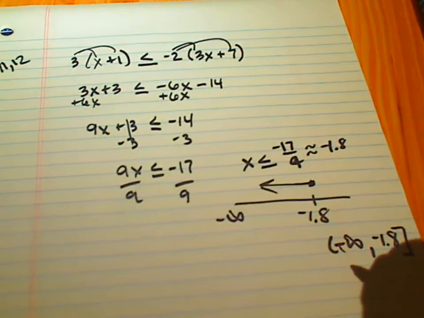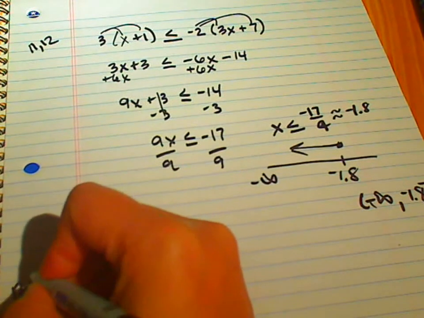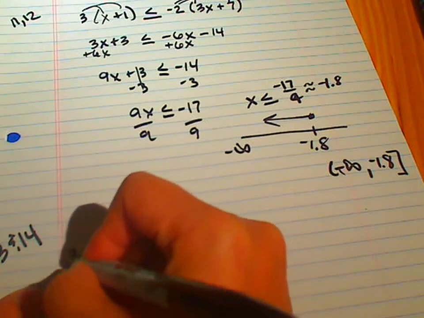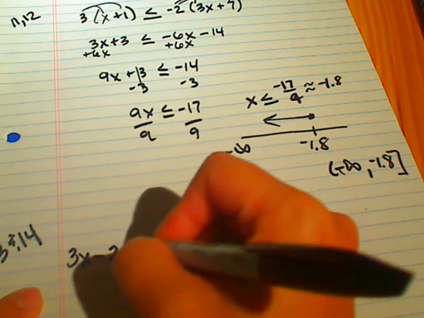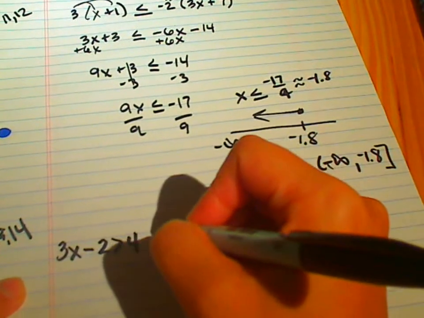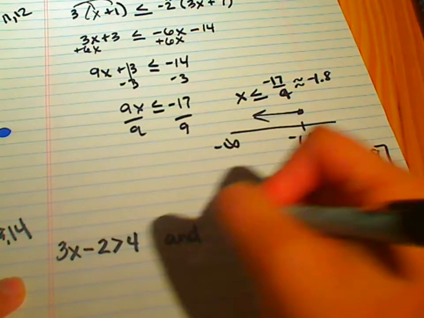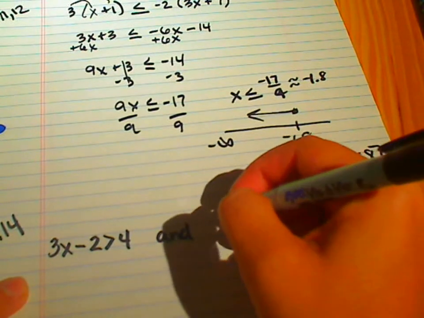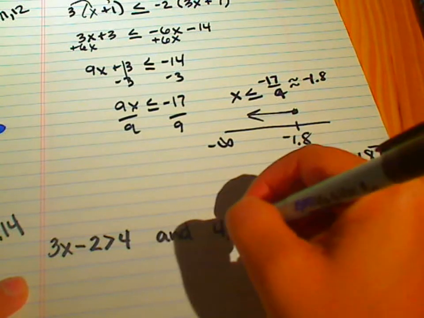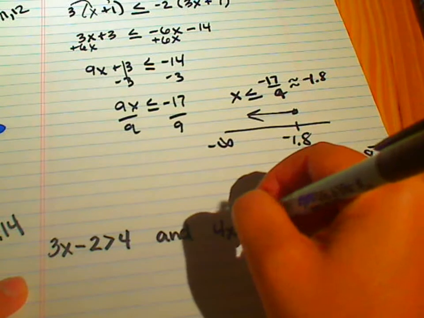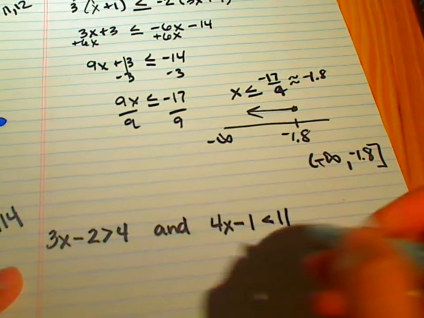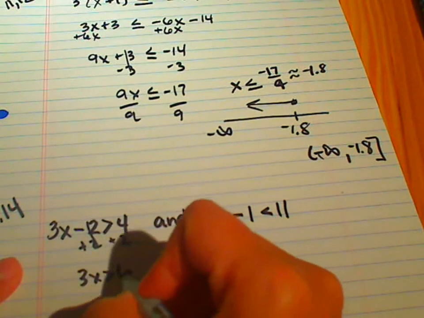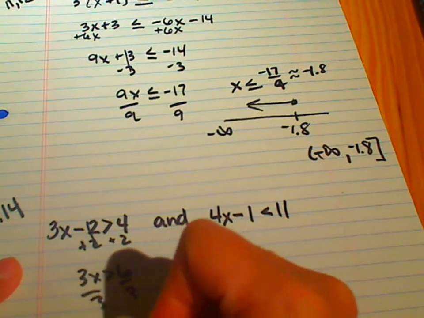Now, something like number 13 and 14, where you'd have 3x minus 2 greater than 4 and, let's see, 4x minus 1 less than 11. So you have two problems to do. So add 2 to both, you get 3x greater than 6, divided by 3, x is greater than 2.